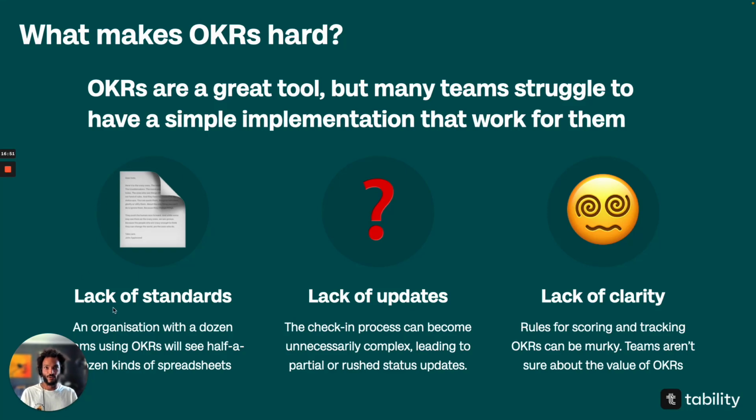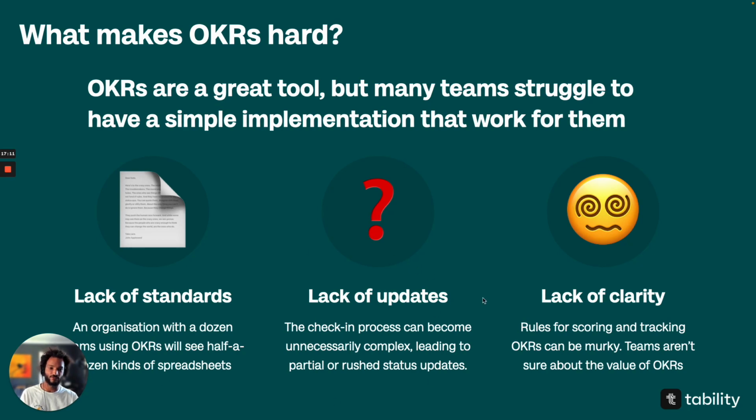And so what is supposed to bring clarity brings confusion, because you go from one team to the other and, yes, people are saying objectives and yes, people are saying key results, but it looks a little bit different from one team to the other. So the lack of standards brings friction.